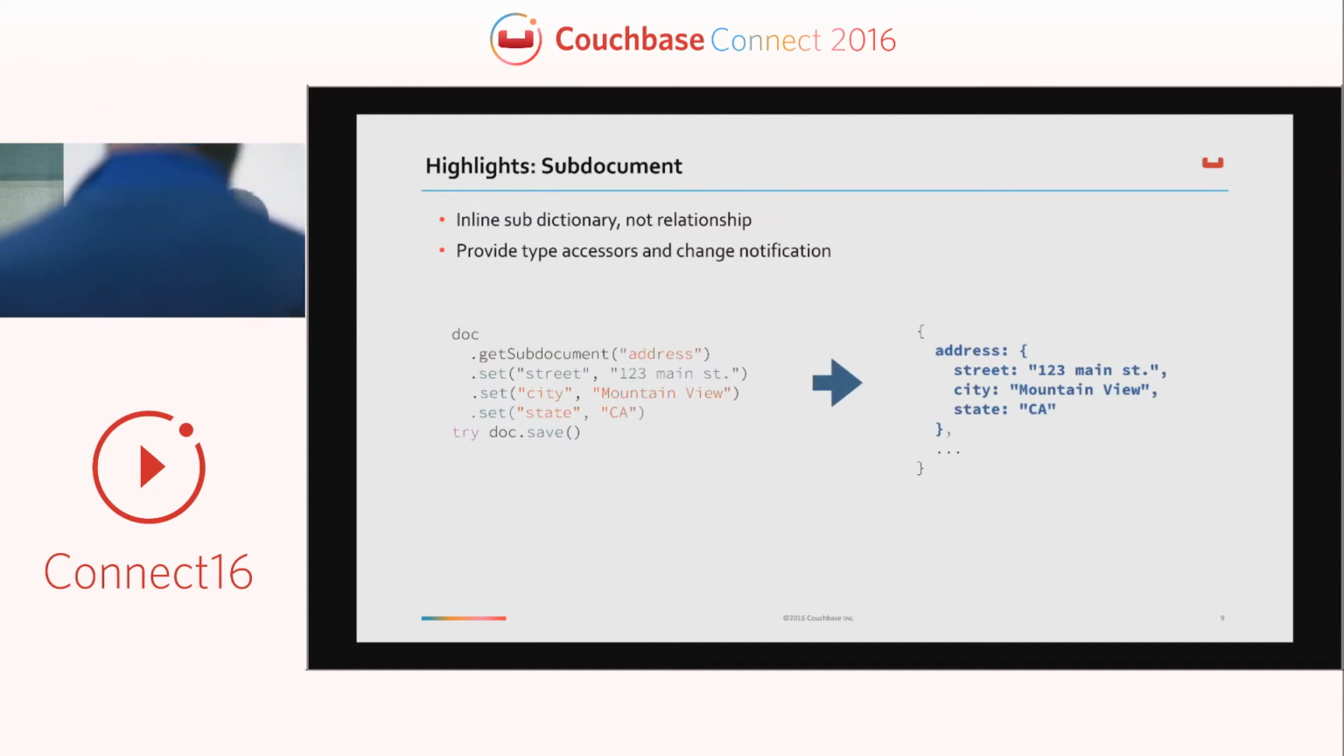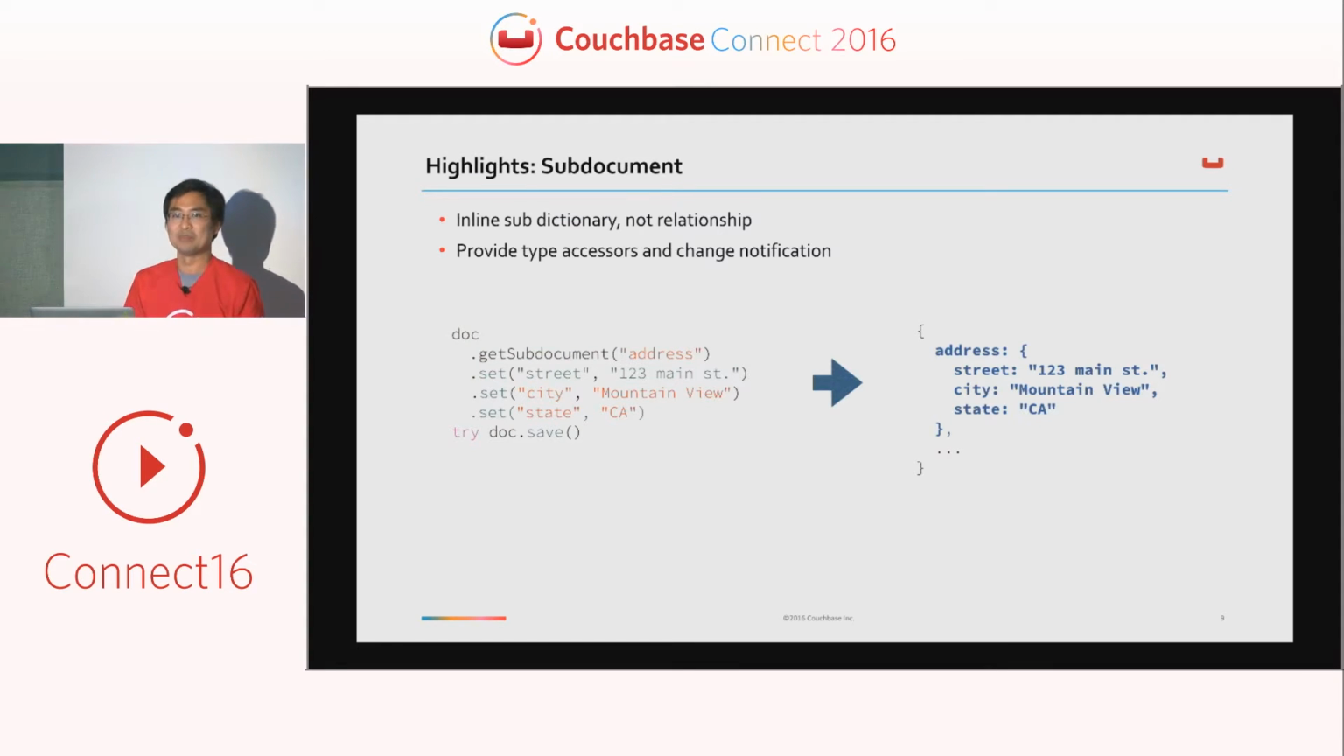In 2.0, we introduced subdocuments. Subdocument is a new term, but it's not a new concept. Basically, subdocuments refer to inline sub-dictionary inside your document contents. So what is the benefit of the subdocuments? Subdocuments provide two benefits. First, it provides type accessor. With the subdocument, you can access all of the document properties the same way by using type accessor. Another benefit is that we plan to have the change notification, so you can subscribe to change notifications on just a portion of the contents of your document.